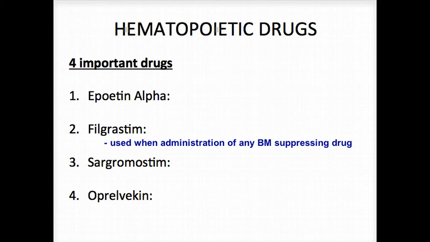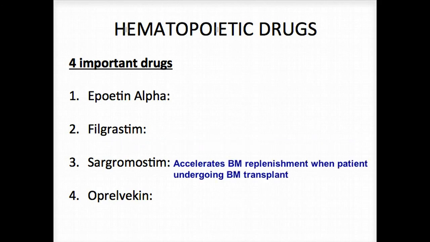Sargramostim is a drug that we use to accelerate bone marrow replenishment whenever a patient undergoes bone marrow transplant. So this is a human recombinant granulocyte-macrophage colony stimulating factor, and it's going to stimulate several blood cell lines, so granulocytes, macrophages. However, it's not going to stimulate megakaryocytes, which are going to eventually lead to platelets, nor is it going to stimulate erythrocytes, which lead to our red blood cells. So we're looking at stimulation of white blood cells, or our infection-fighting blood cell line.